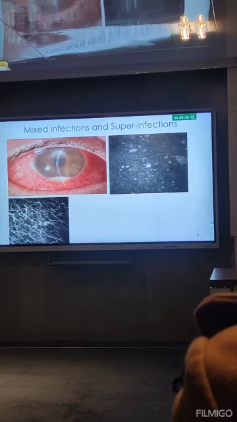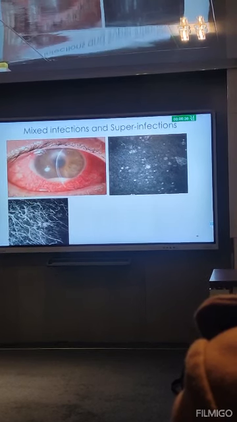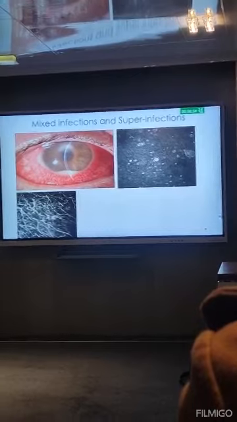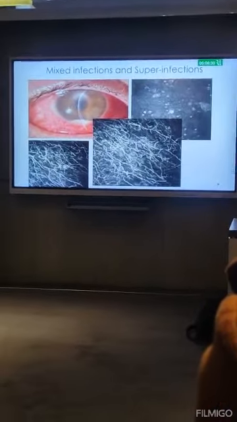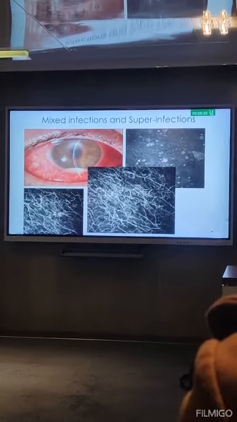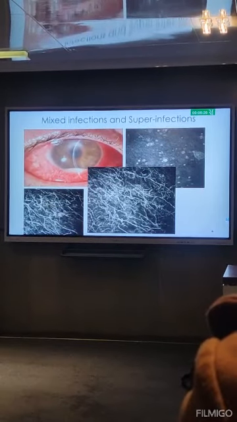You have to be very careful, because if you think you treat one but you're forgetting the other, you may be in trouble. You are always in trouble anyway when you have this kind of double infection, because sometimes it is very hard to deal with. But at least you have this diagnosis.